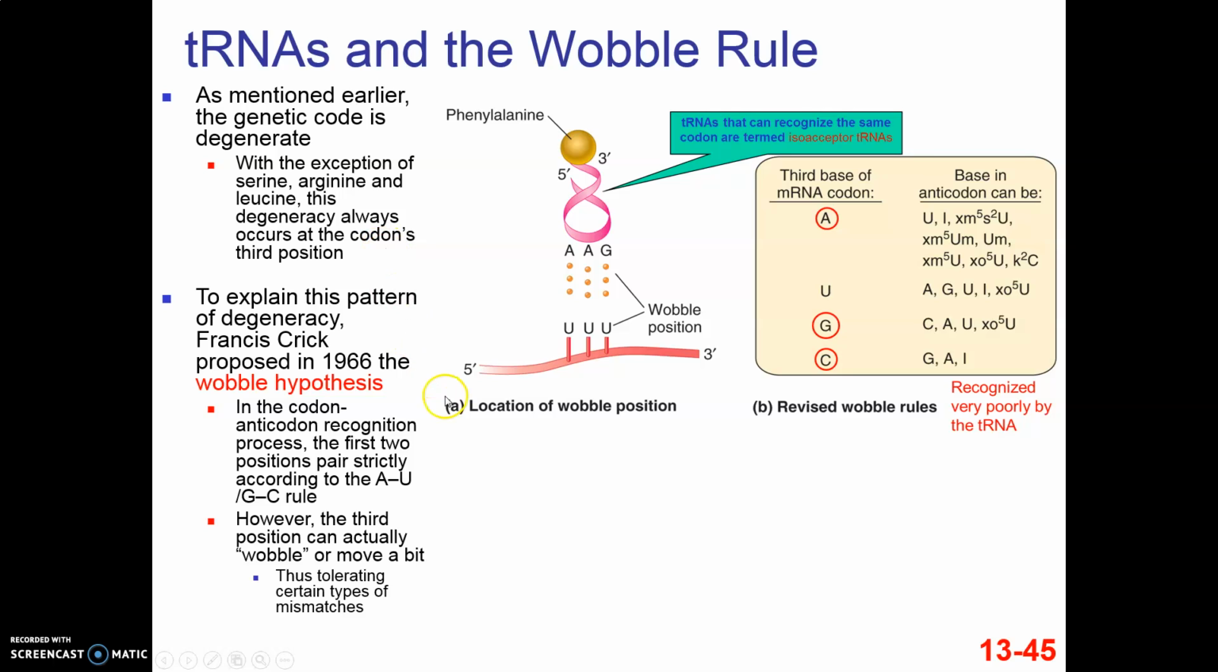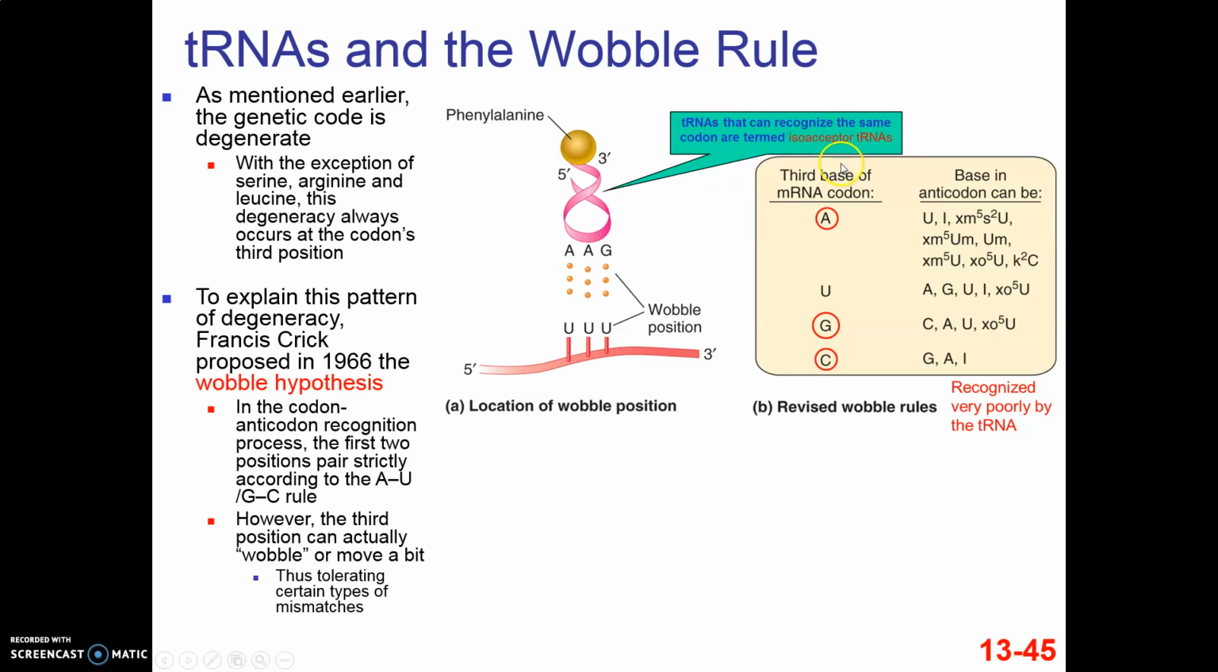When you look at the structure of how transfer RNAs sit down on the messenger RNA, the positioning of that third nucleotide is not quite a perfect double helix type of scenario. That added space gives the ability for particular nucleotides in the third position of that codon to interact in non-traditional ways.